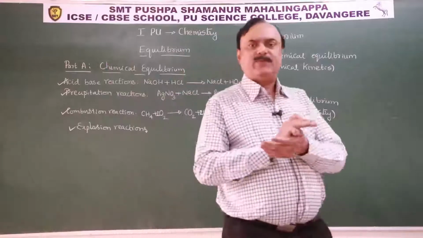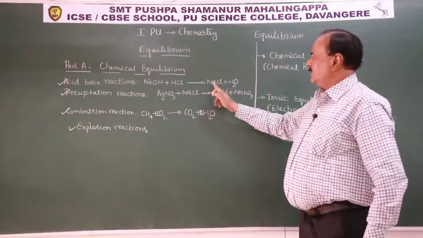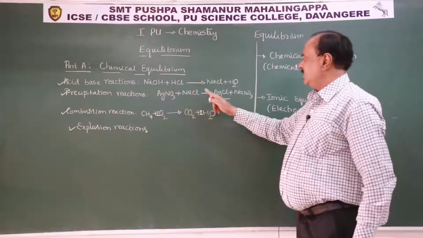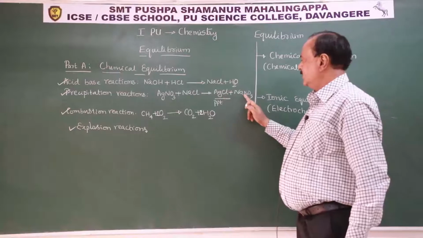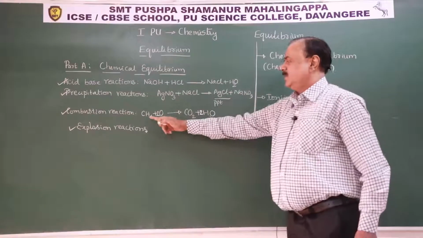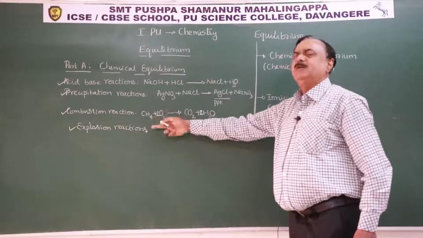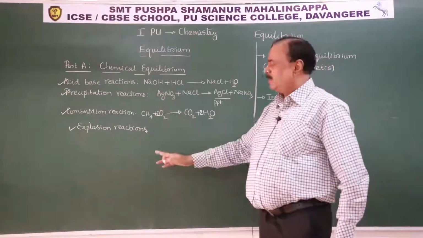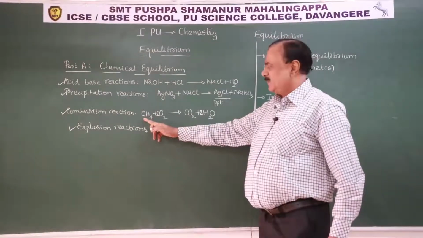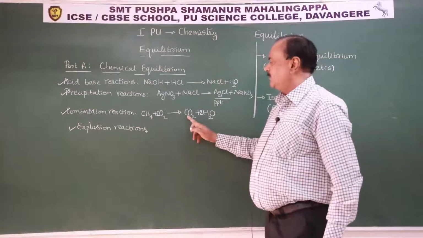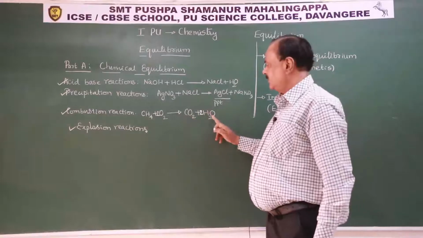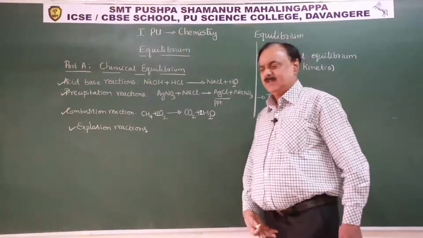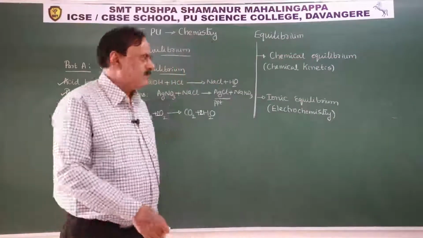See the nature of the final products that are formed. NaCl plus water are formed. AgNO3 and NaCl react to give AgCl and NaNO3. Combustion of methane or any hydrocarbon or any fuel, including petrol or diesel, or coal, gives the end products carbon dioxide and water, and likewise in explosion chemical reactions.